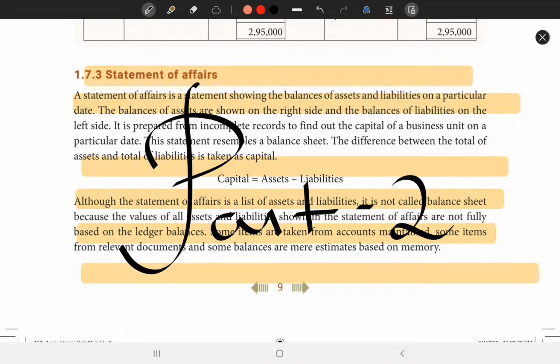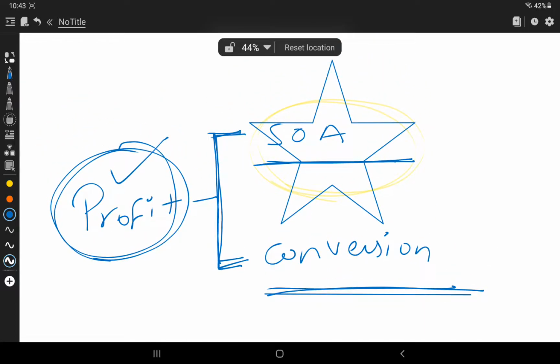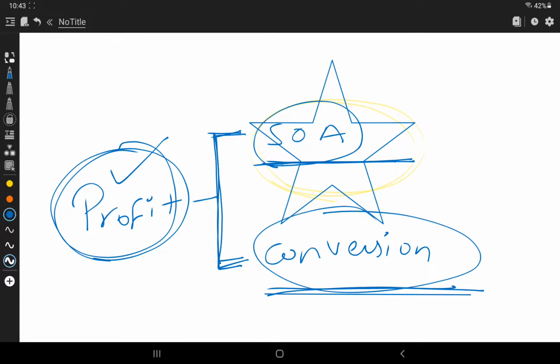So today in this video we are going to continue with part 2 of accounts for incomplete records. Let's have a recap of the previous video. In this chapter our motive is to find profit. To find out profit we have two methods: one is the statement of affairs method and the second one is the conversion method. And now we are in the segment of the statement of affairs method.